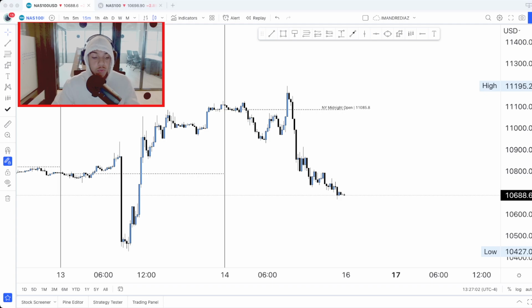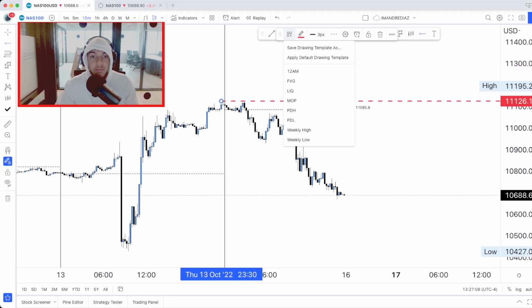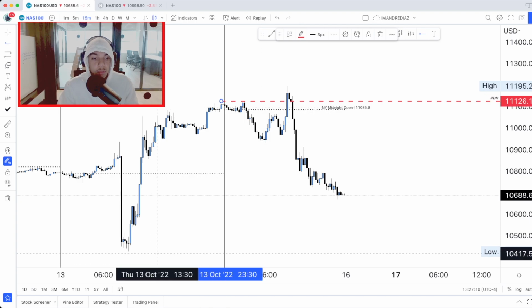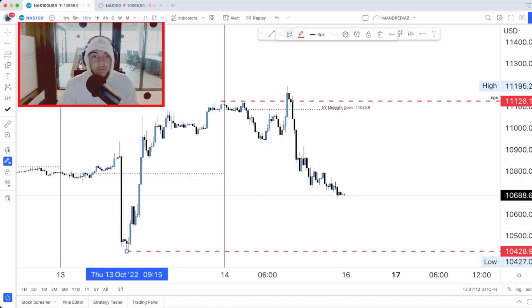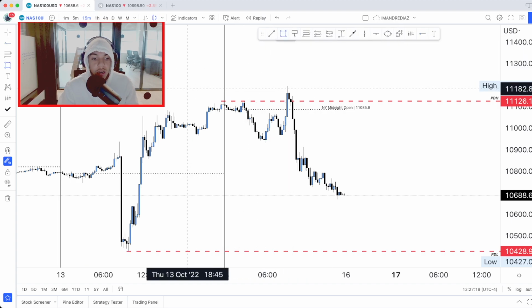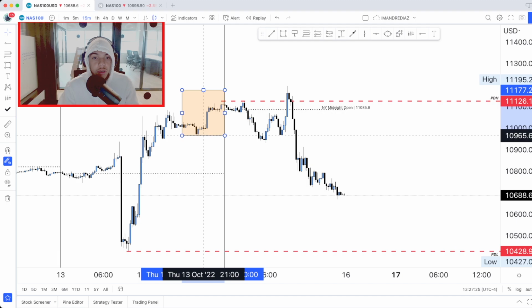So first things first, we're going to mark up the previous day's highs and previous day's lows. We got the previous day's high. Then we got the previous day's low. Just like that. We're going to mark up the Asian session range. So from 18 o'clock from the day before all the way to midnight. Boom. And that's going to be our Asian session range.